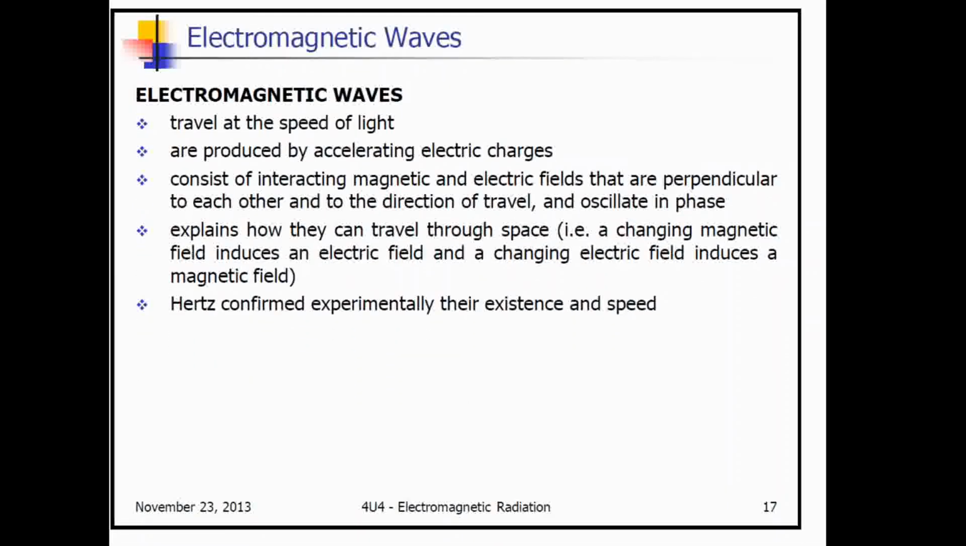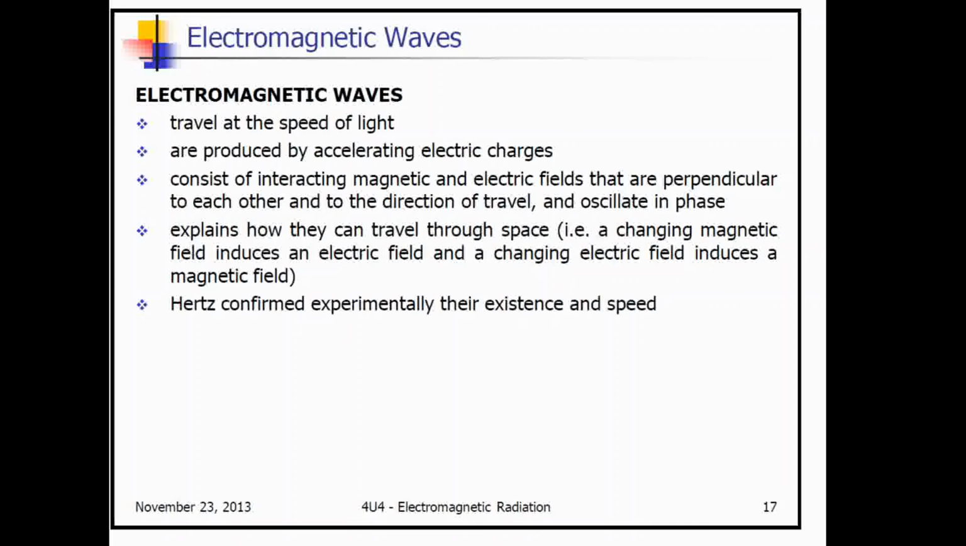So here you can write this down. Electromagnetic waves travel at the speed of light. They are produced by accelerating electric charges. They consist of interacting magnetic and electric fields that are perpendicular to each other and to the direction of travel, and they oscillate in phase.